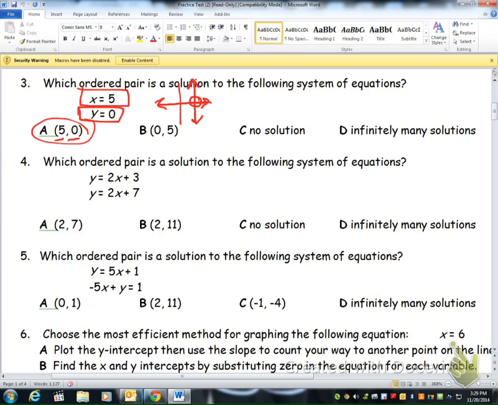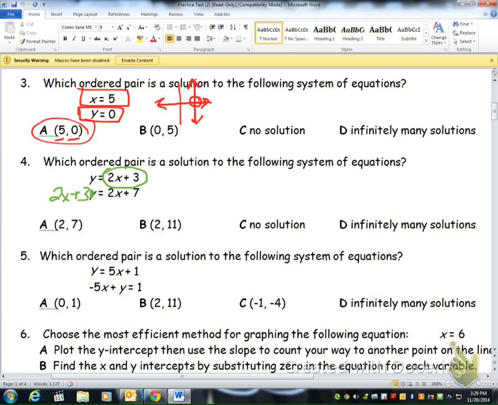Now, the next one's a little bit more challenging. This one is a problem where we are looking at a system that actually has some more work to it. You can use any method that you would like. Since they're already both solved for y, I think substitution is a good method to use here. So here, if y equals 2x plus 3 in the first equation, then I can replace y with 2x plus 3 in the second equation. Then I can go to solve.